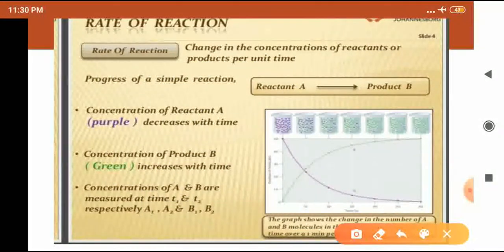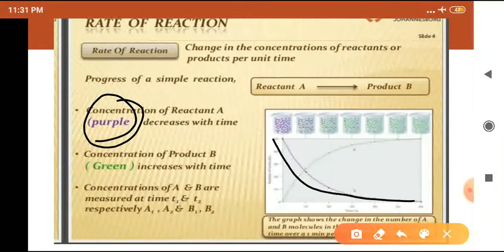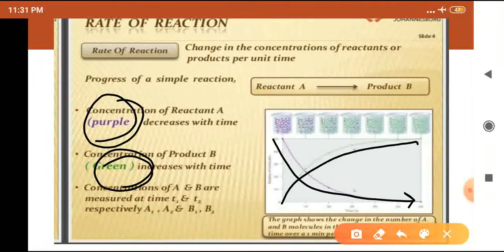As evident from this graph, concentration of the reactant A, shown in purple, decreases with time, whereas concentration of the product B, shown in green, increases with the period of time.